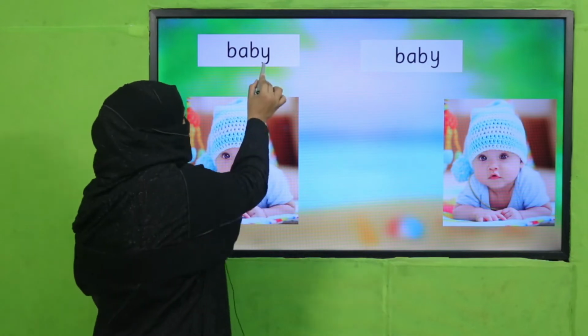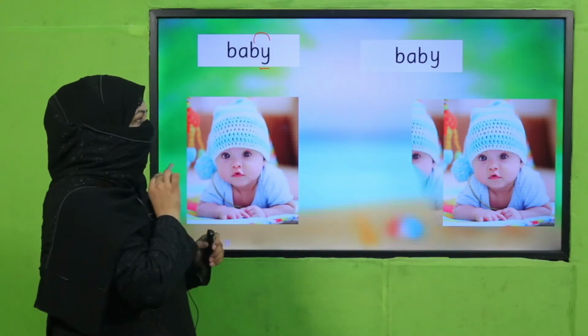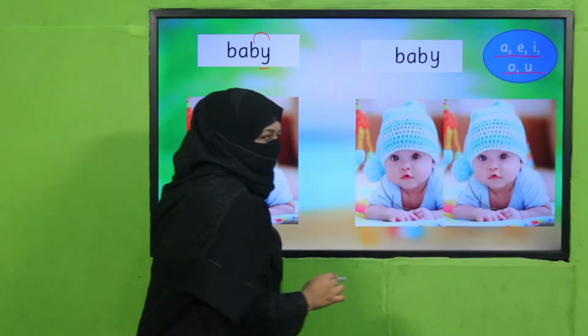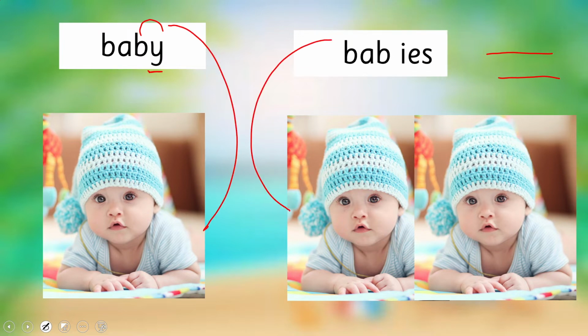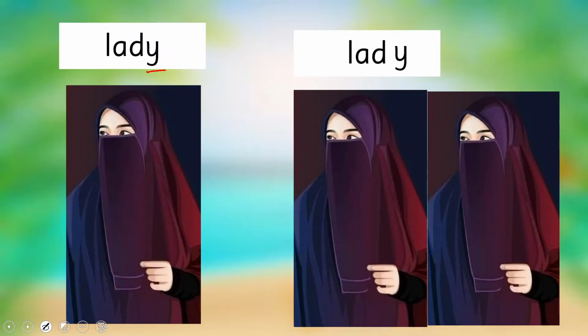So let's see the next example. Baby. It's ending on Y, but before Y, is there any vowel letter? Means, is there A, E, I, O, U? No, it means it's consonant, and to make it plural, what do? We replace this Y with IES. Baby, singular, babies, plural, right? Lady, how to make it plural? By replacing this Y with IES, ladies, right?